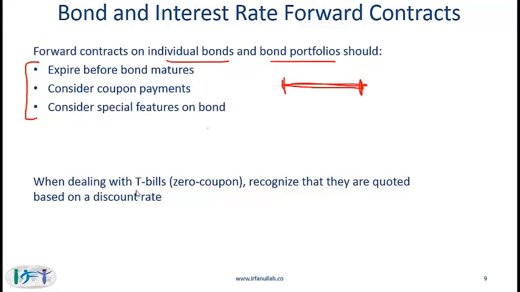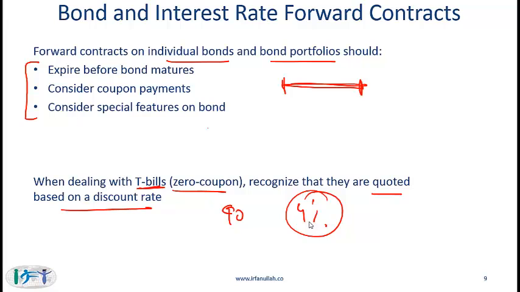However, you need to recognize that when dealing with treasury bills, which are zero coupon bonds, these instruments are quoted based on a discount rate. In other words, if you have a 90-day T-bill which is quoted at a discount of 4%, this means that if the par value is 100, then the current price is quoted based on a discount. The current price is going to be less than 100, and we are going to do this calculation on the next page. The 4% needs to be de-annualized to a 90-day rate, and then we figure out the actual price 90 days before maturity.